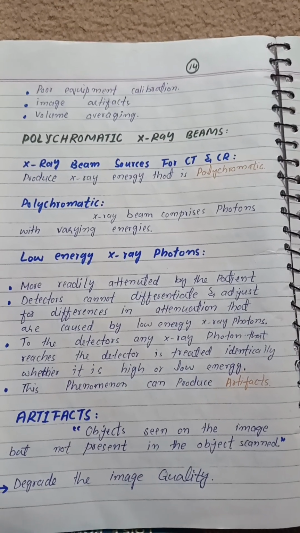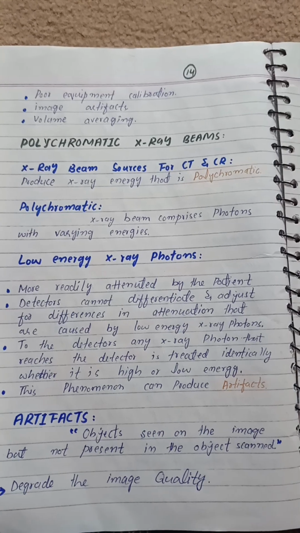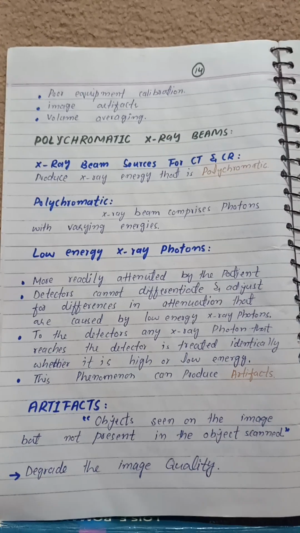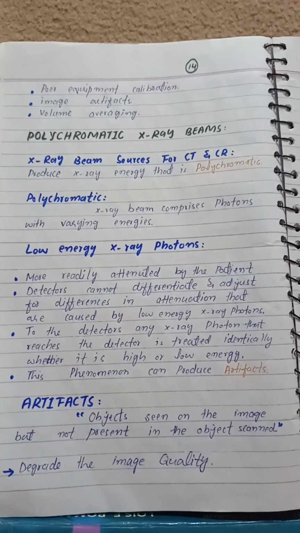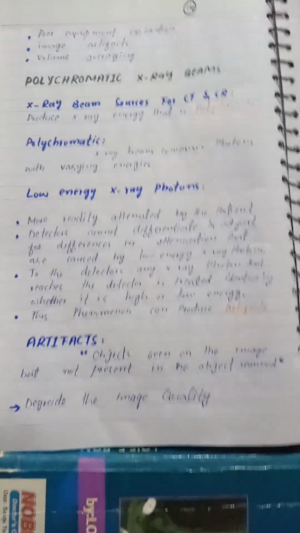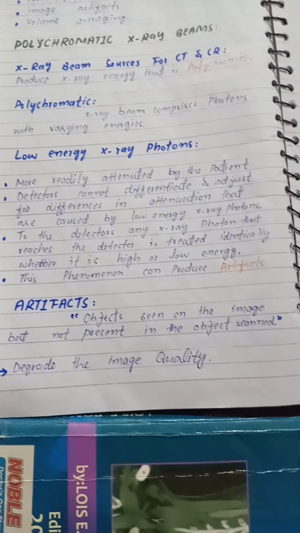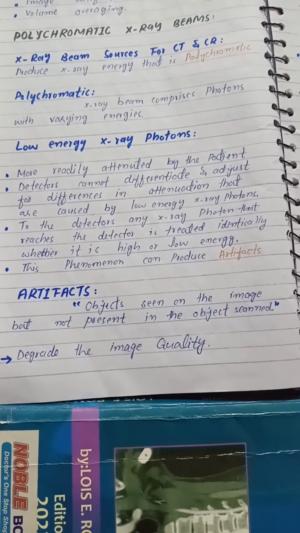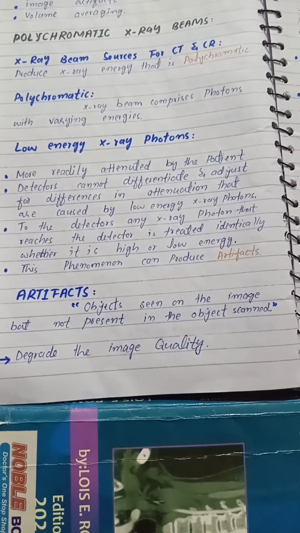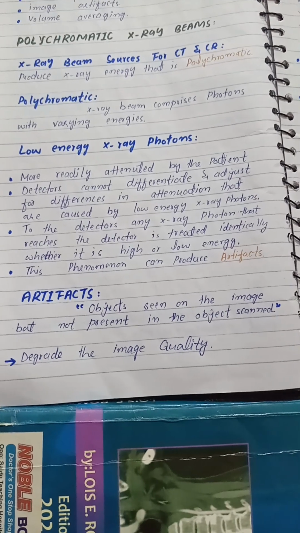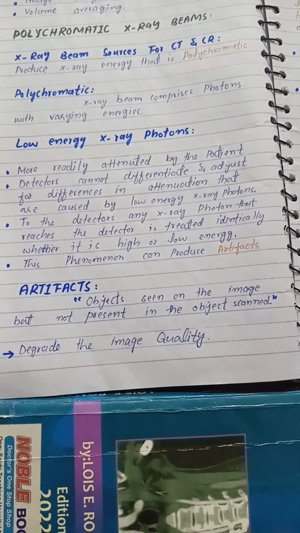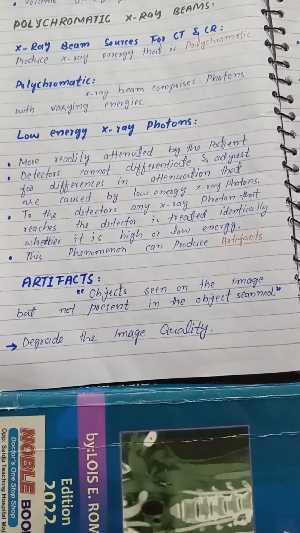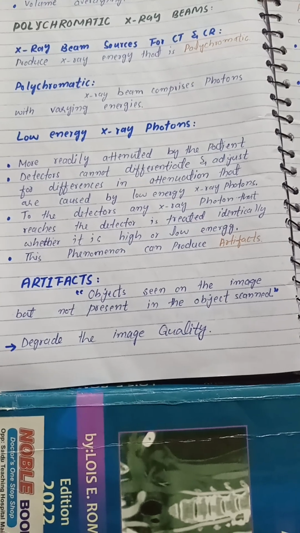Polychromatic X-ray beams: X-ray beam sources for CT and CR produce X-ray energy that is polychromatic. A polychromatic X-ray beam comprises photons with varying energies. Low energy X-ray photons are more readily attenuated by the patient. Detectors cannot differentiate and adjust for differences in attenuation that are caused by low energy X-ray photons. To the detectors, any X-ray photon that reaches the detector is treated identically whether it is high or low energy. This phenomenon can produce artifacts.